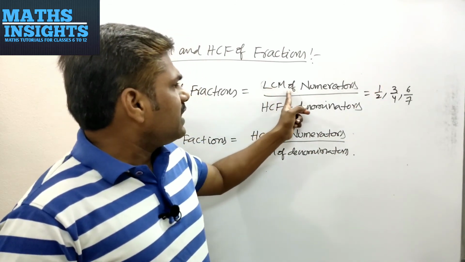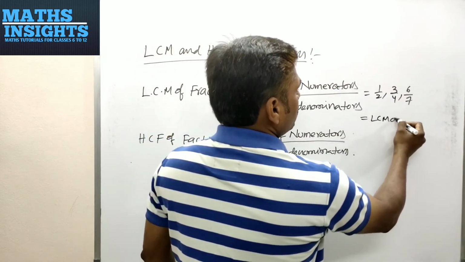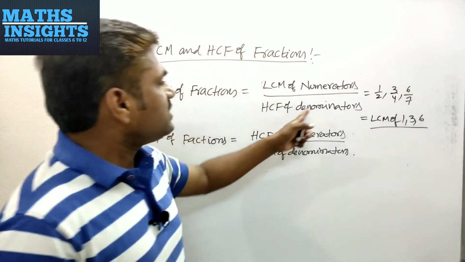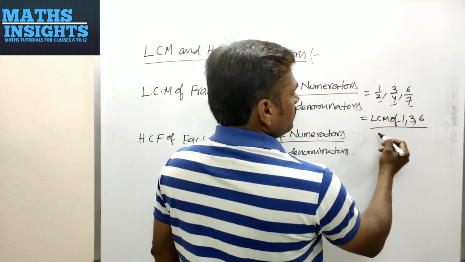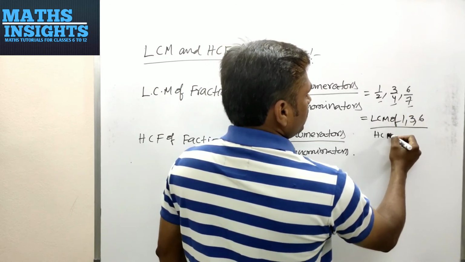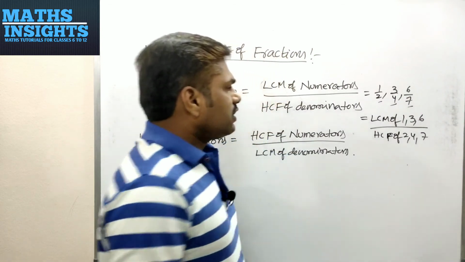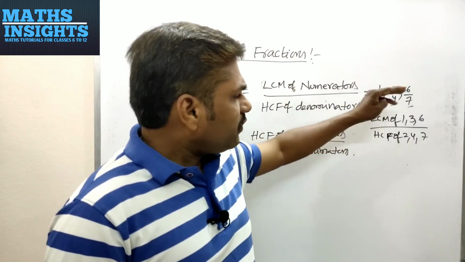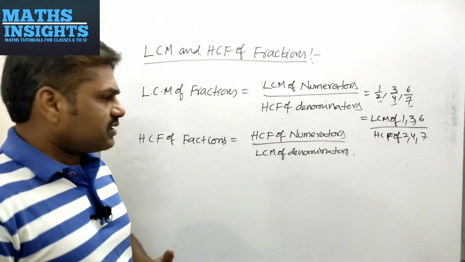First we have to find the LCM of numerators. That means LCM of 1, 3, 6 by HCF of denominators. What are the denominators here? 2, 4, 7. Therefore HCF of 2, 4, 7. You will get one answer here and you will get another answer here. The fraction which is obtained is the LCM of fractions.